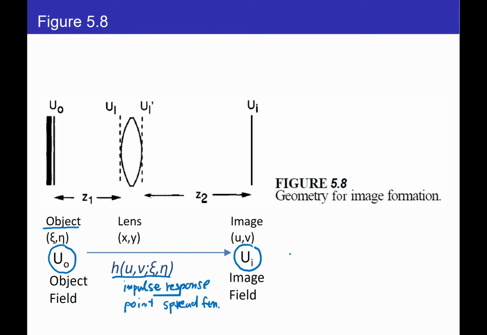And then mathematically, ui is actually given by u0 convolution h. This is our simple mathematical form. So once you know the impulse response, then the image field can be found by simply convolution. Okay, this is what we are going to do.